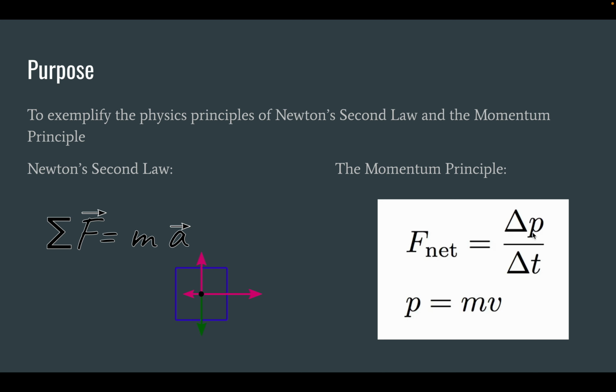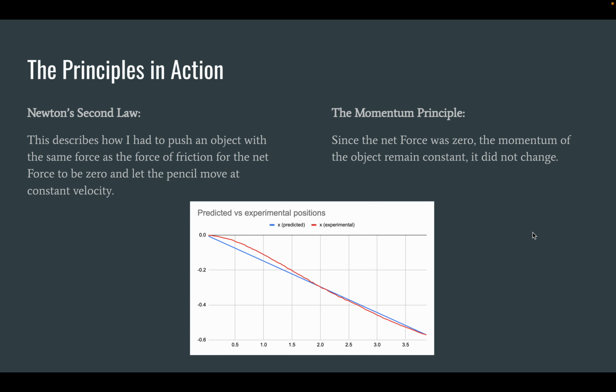As you can see, Newton's second law is that the net force equals mass times acceleration, and the momentum principle is that the net force equals change in momentum over change in time, where momentum equals mass times velocity. So, the principles in action.